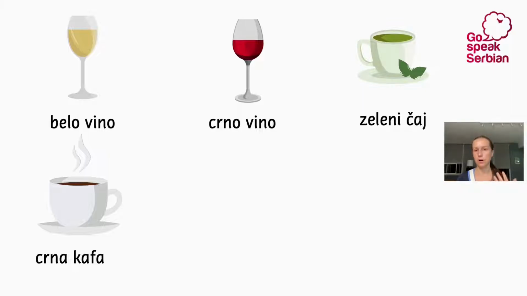So for example, if you are visiting a friend or if you are in a coffee shop, you can say, I'd like a Turkish coffee, which would be ja želim tursku kafu, or ja želim domaću kafu, or ja želim crnu kafu. These are all the same terms for one type of coffee. So turska kafa, domaća kafa, domaća means homemade or domestic, and crna kafa, black coffee. These are all one type of coffee, which is probably the most popular coffee that we drink in Serbia.